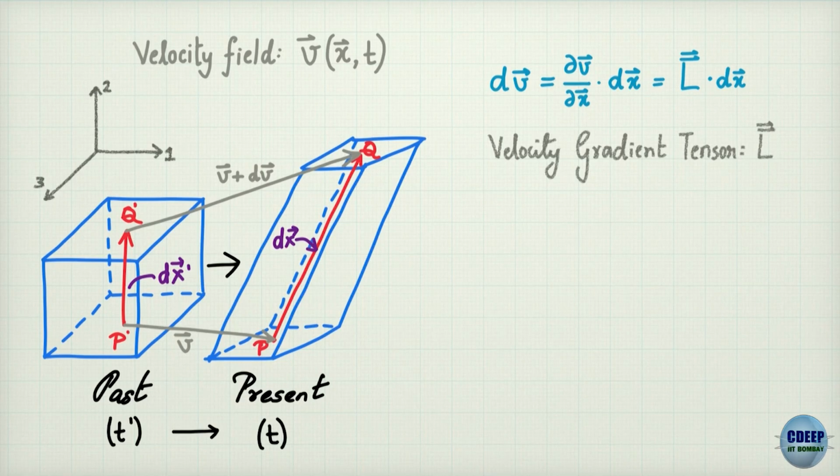So dv, the change in velocity, can be written as dou v dou x dotted with dx, right. And we define this part as L, which is our velocity gradient tensor.